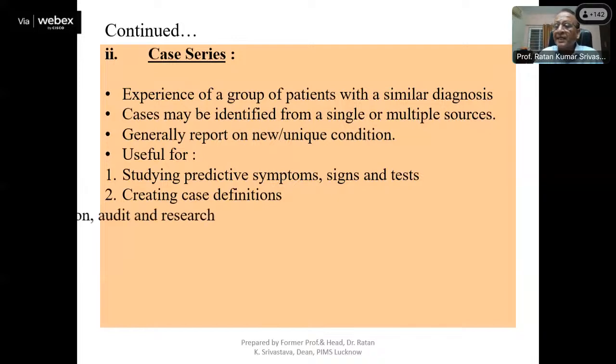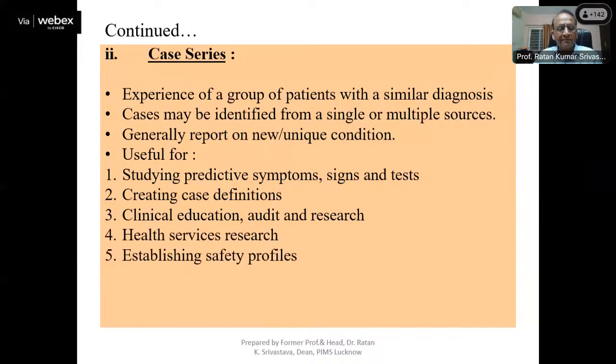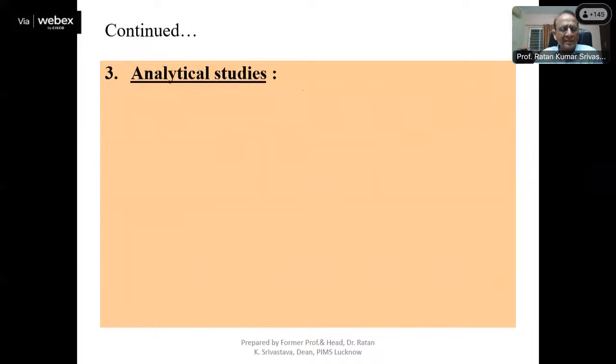Creating case definitions, clinical education, audit, and research, it can help you. Health services research, and you can establish a safety profile. Often they report rare cases for which trials may not be feasible. Now, if there are very few cases, how can you do a trial? Because you have only 3 cases or only 11 cases, you cannot, because new cases you will not get. You may get another set of new cases after 10-15 years. Till then you may forget, and some new generation of doctors may come across such cases. So it is really very difficult if it is on an irregular basis.